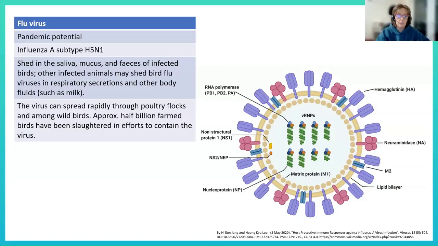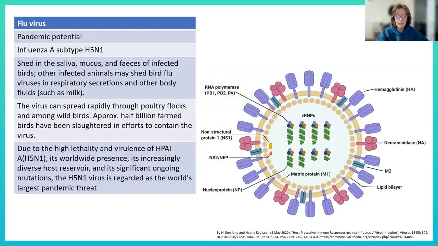It's very serious. The disease can spread extremely rapidly through poultry flocks. So if you had a chicken farm or a turkey farm or something, it would just spread through it in days, wipe them out. 500 million farmed birds have been slaughtered to try and contain this virus.